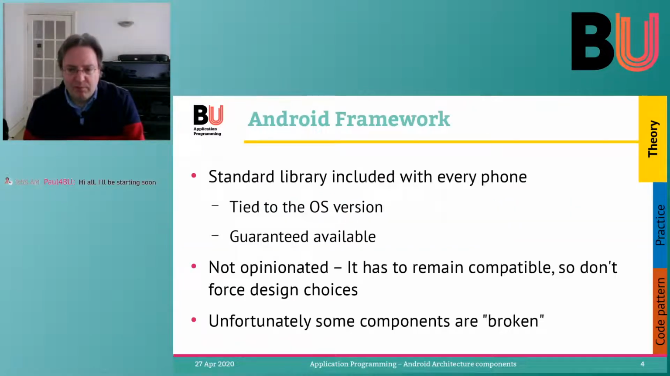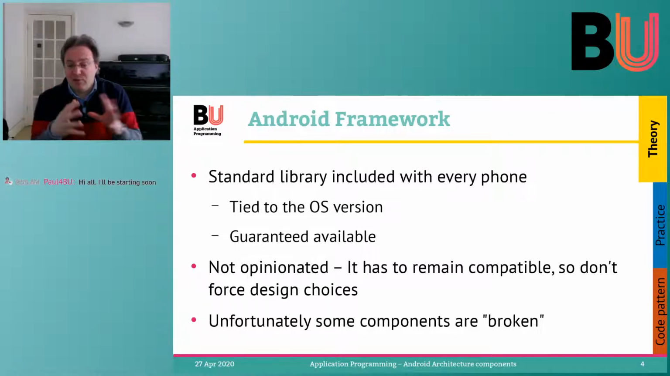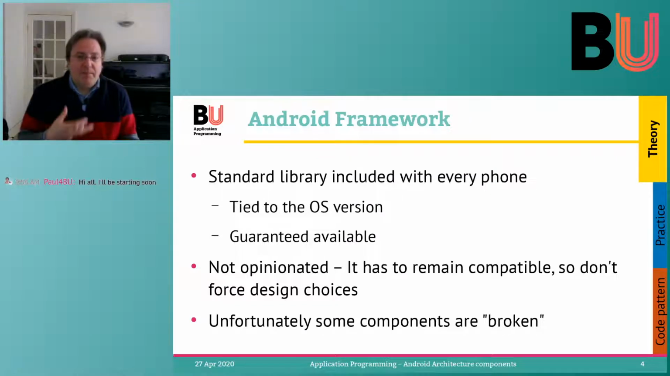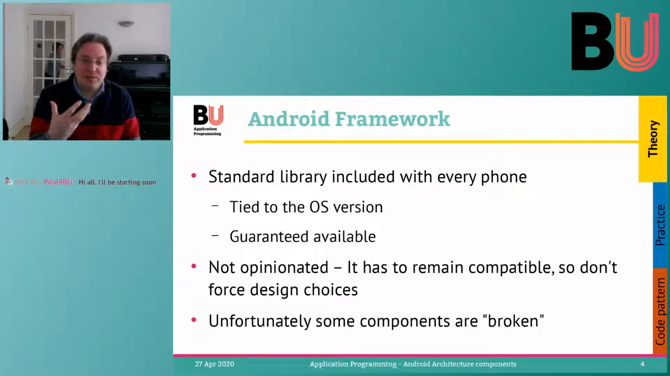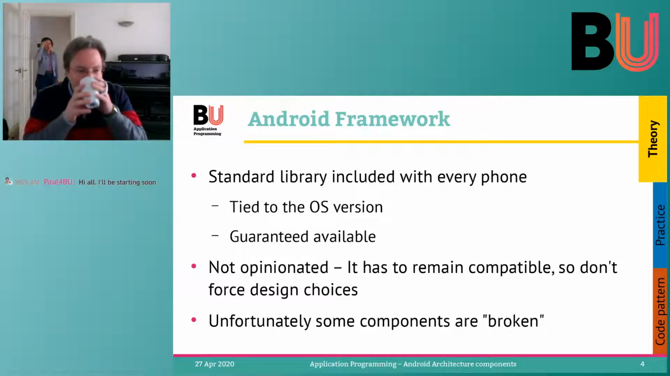So when we look at Android, we have the standard Android framework, and this framework is included with your phone, so it's tied to the OS version. Every version of the OS has a particular version of the framework attached to it, with certain versions of the API tools, etc. That guarantees it's available, and it keeps your applications nice and small because you don't need to bundle the framework with your app. Because it is there for everyone, it is a non-opinionated framework that doesn't force any design choices.